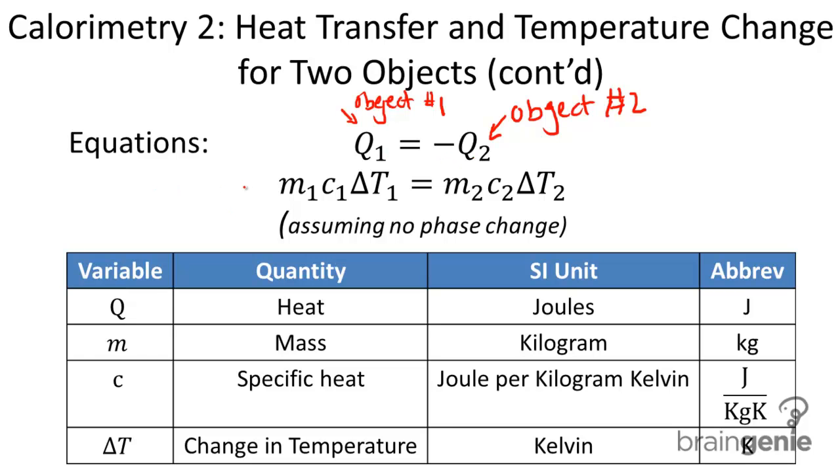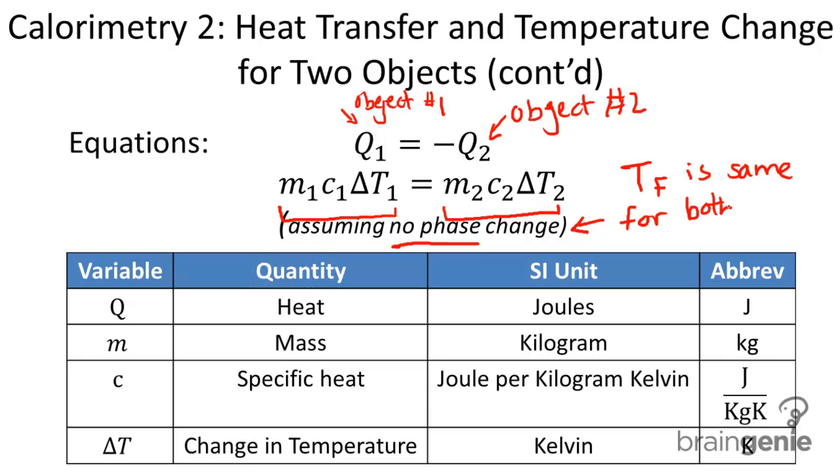And all this means is the amount of heat gained is equal to the opposite of the amount of heat lost. Now, all we need to do to solve these equations is set up an individual Q equals mc delta T for each of the 2 objects. Important things to note about these problems: we're assuming that there is no phase change. We're also assuming that the final temperature is the same for both objects because of thermal equilibrium.